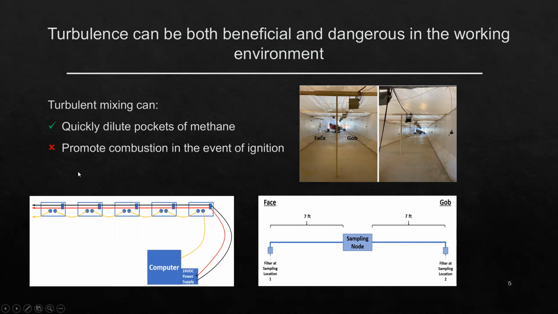So turbulence can be both beneficial and dangerous in the working environment. The entire purpose of the fresh air is to mix and dilute the methane that is being released from cutting the coal in the working area. But with that being said, in the event that an ignition occurs, the turbulence may promote the combustion process, create more of a threatening explosion or runaway.